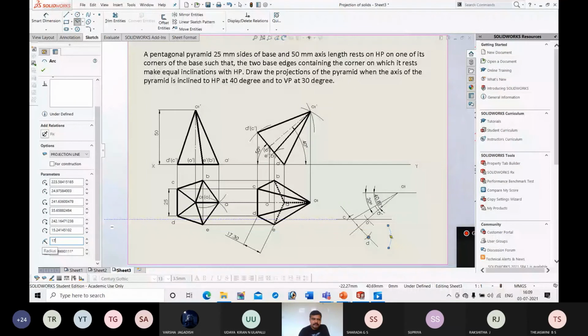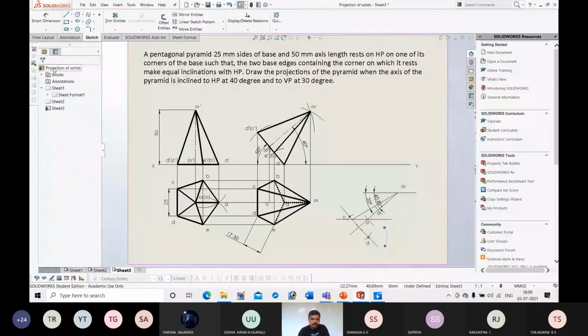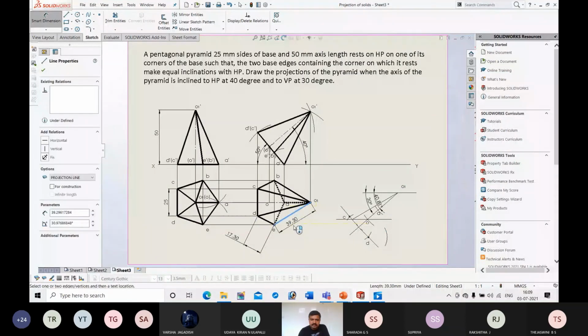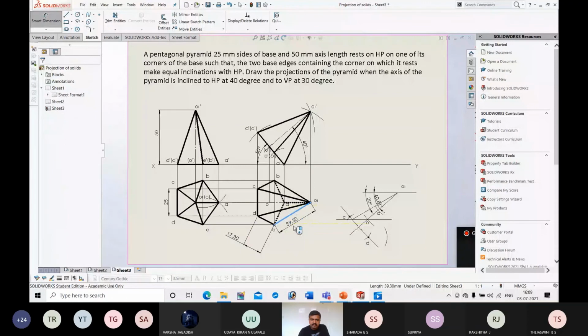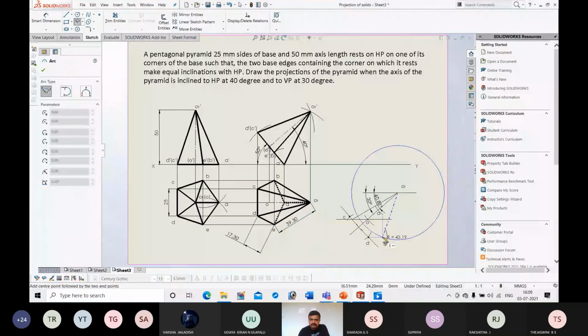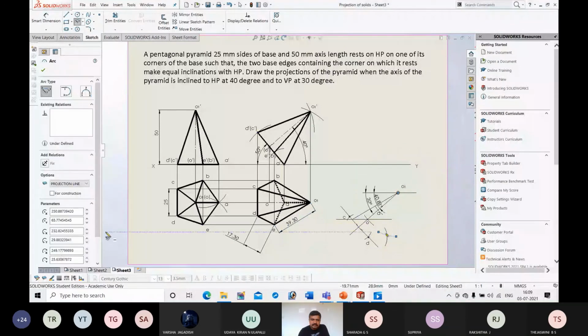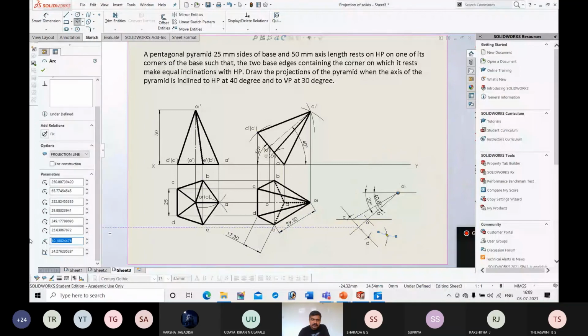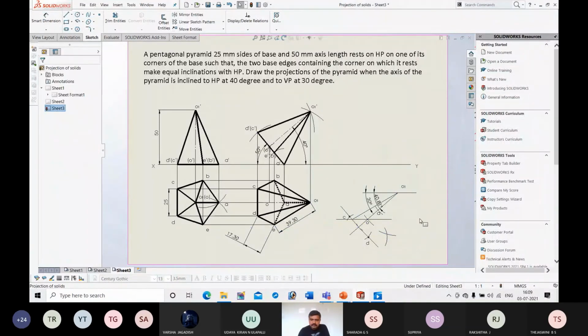Next, I will measure the radial distance between O1 to E. This radial distance I will measure. So it is 39.30. So O1 as center I will draw an arc. Radius is 39.30. So this is point E.